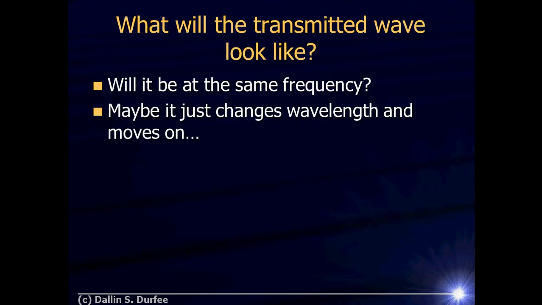All right? So maybe it just changes wavelength and moves on. Why would this transmitted wave be at a different wavelength? Well, remember, the velocity of a wave is it travels one wavelength per period, and 1 over the period is the frequency, right? So velocity is wavelength times frequency. If the velocity of our wave medium changes, but the frequency of the wave doesn't change as it goes through, that means that the wavelength must change, right?